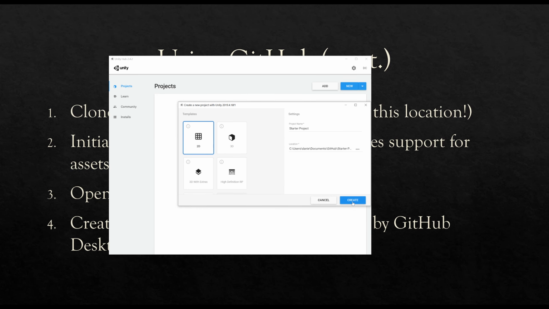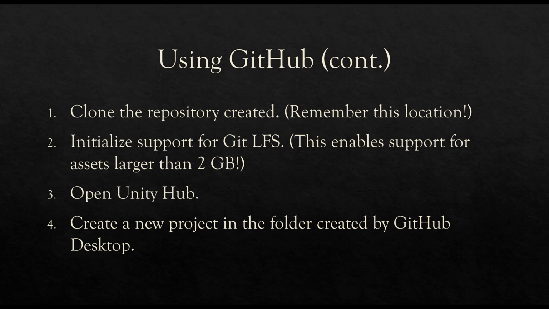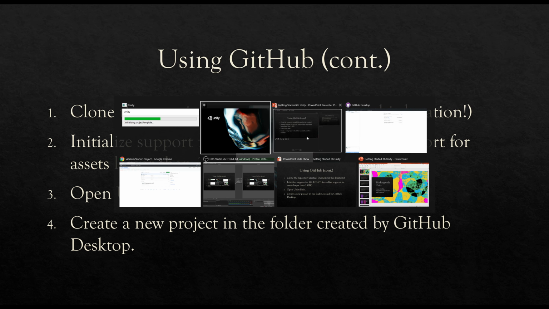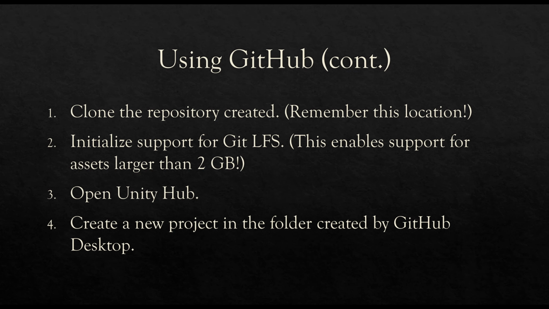Go ahead and click Create. Now we're going to pause and wait for Unity to create all of these files. This is the longer part of this. Once it has created all of these files, we would then proceed to the next step. While it's doing this, I'm going to move back to PowerPoint and proceed with this while we're waiting on Unity to catch back up for us.